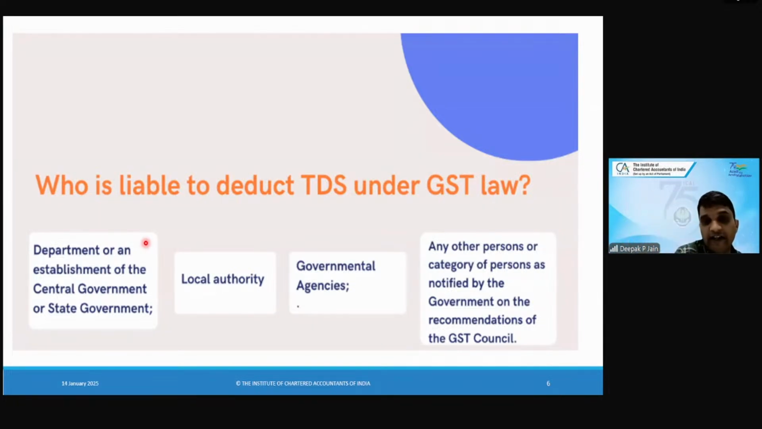Who has to deduct TDS? Any department or an establishment of the central government or state government. And local authority and any government agencies or any other person which may be notified by the government. So only these three are relevant now, because nothing has been notified by the government yet other than these three. So who is to get registered? Department or an establishment of the central government or state government, a local authority, a governmental agency. These are the three persons, when you're supplying something to them, they have to deduct TDS.